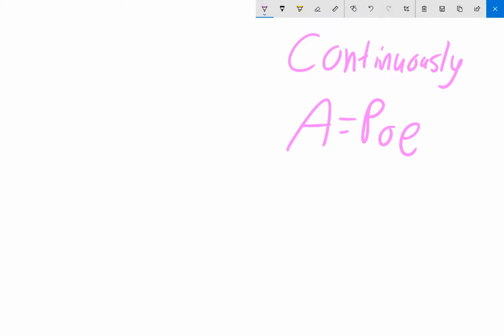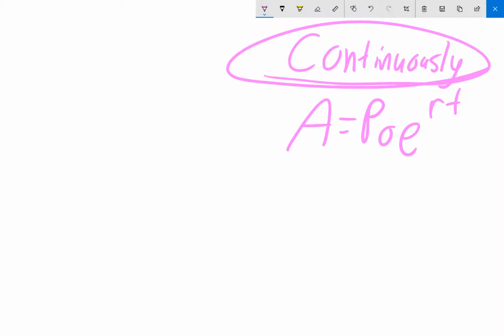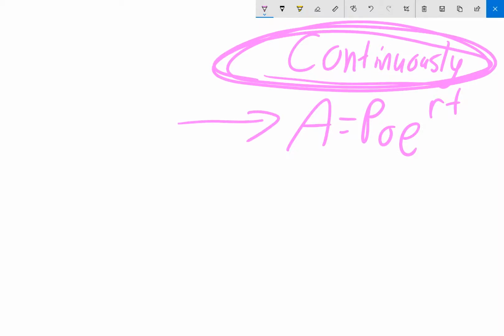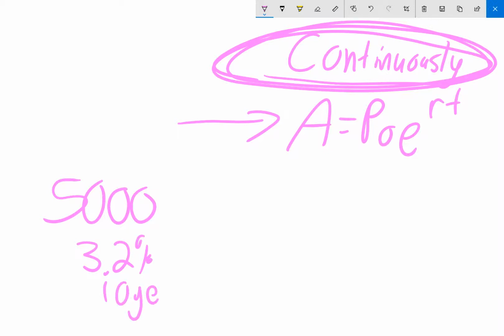But if it says compounded continuously, then you're always going to use the formula PERT. Now they have P0 ERT, but P0 is the same thing as just P. But compounded continuously, this word is very important. This is a completely different formula, but it means essentially the same thing. So if I had $5,000 to start with, and I was compounding at a rate of 3.2% for 10 years, compounded continuously rather than quarterly, I'd plug the 5,000 in for the P0, just like I did in the other problem.